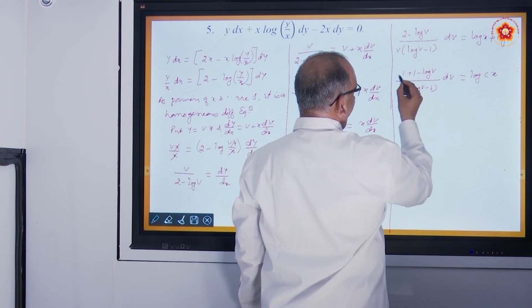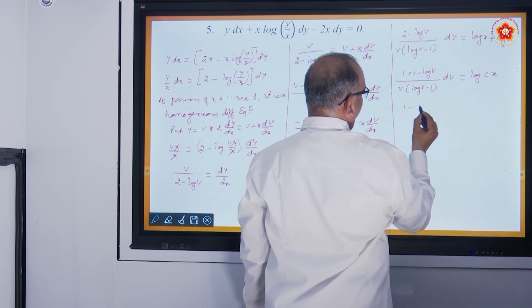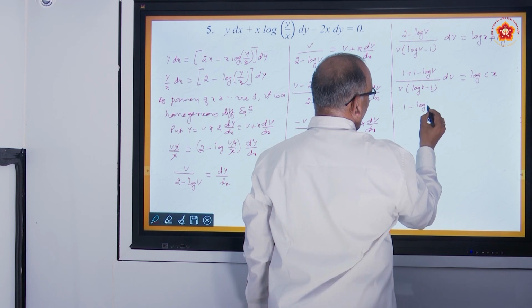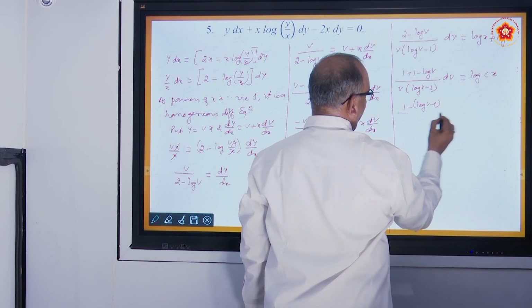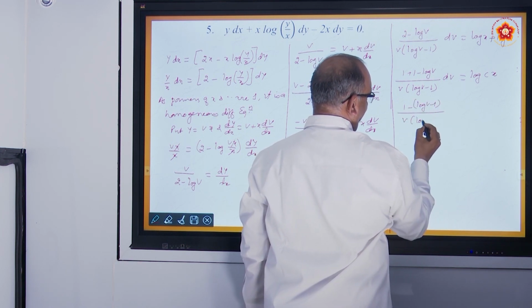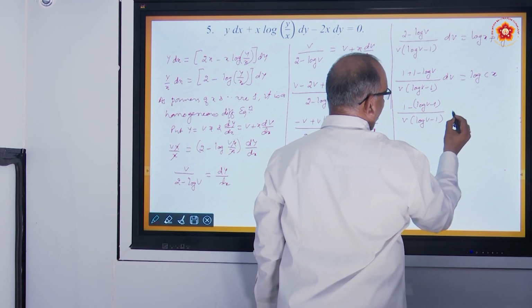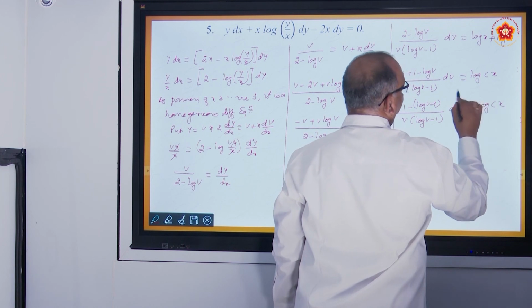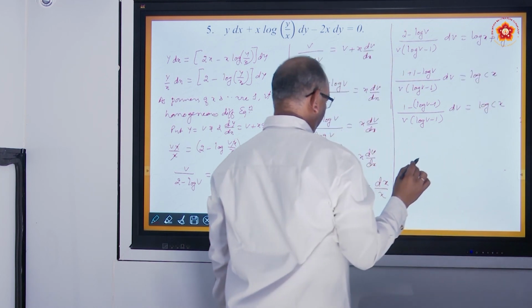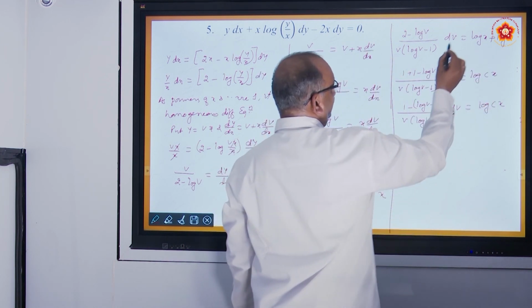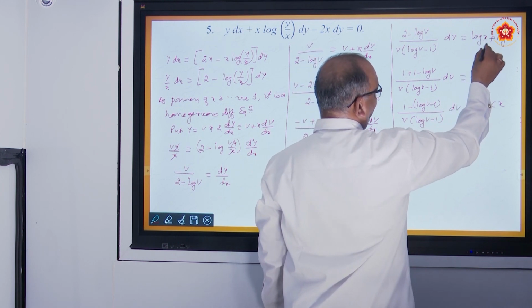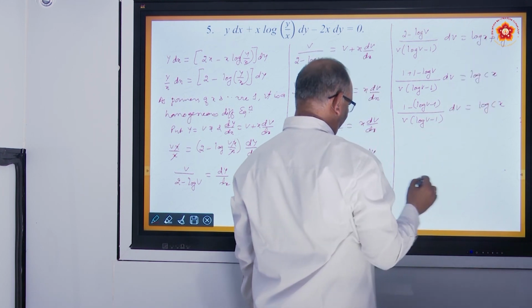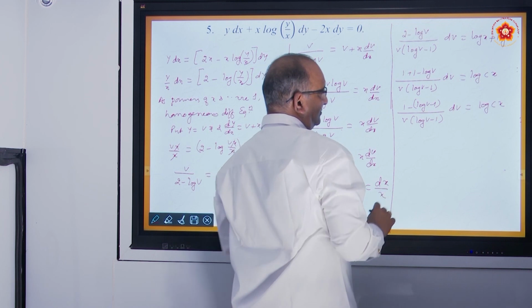Here, if you take negative sign common, it can be written as minus log v minus 1 upon v into log v minus 1 dv equal to log cx. Do not directly write off the integral sign before integration. Actually, that should be done only in the end. Okay.